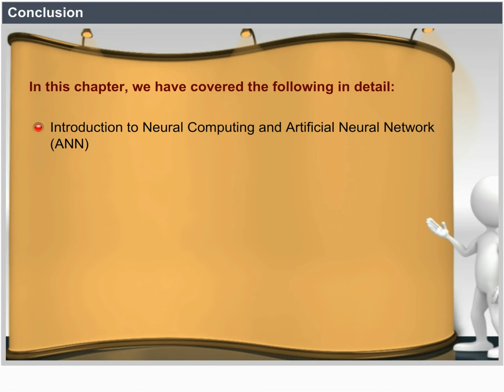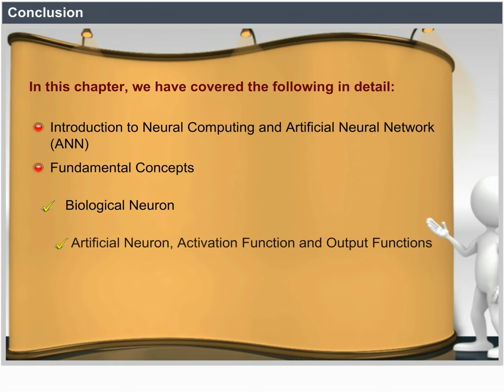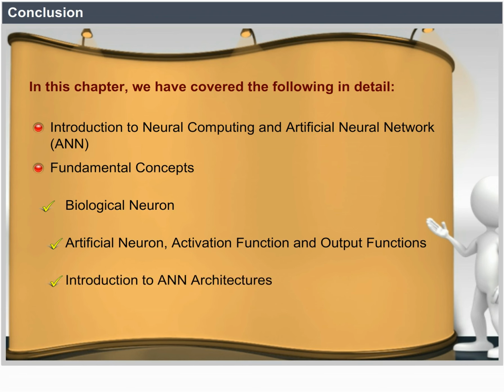Conclusion. In this chapter, we have covered the following in detail. Introduction to Neural Computing and Artificial Neural Network. Fundamental concepts: biological neuron, artificial neuron, activation function and output function. Introduction to Artificial Neural Network architectures. Applications of artificial neural networks.